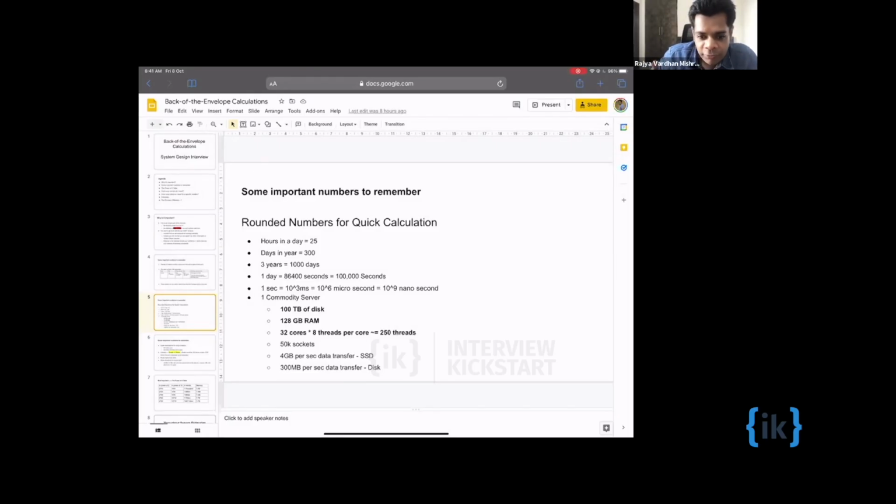When you are doing calculations for multiple years, that in 5 years or 10 years, how much data I'm going to need or how many servers I'm going to need, in those cases, we can do it like this: 3 years is 1000 days, 6 years is 2000 days, 9 years is 3000 days. So that's going to ease our calculation.